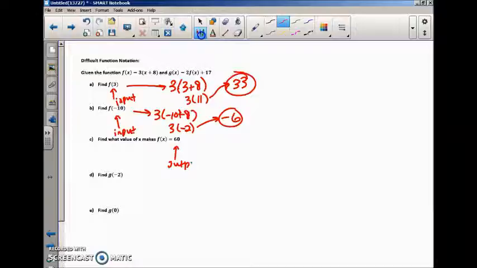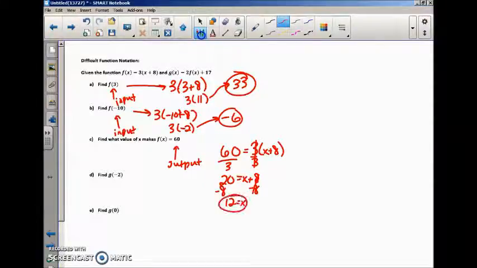Now in letter C, they've given us an output. If an output is given, we need to set that equal to the equation and then solve for x. Now you could have distributed first here if you wanted. I chose to divide the 3 off. Either way is fine.